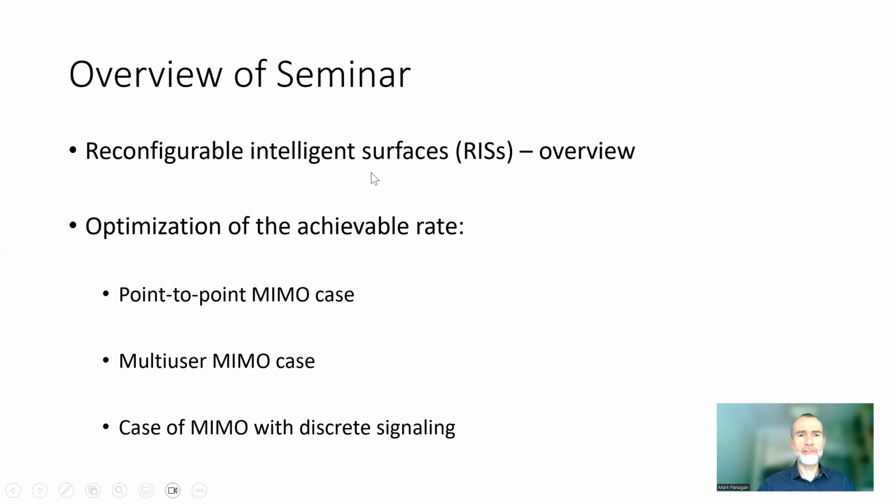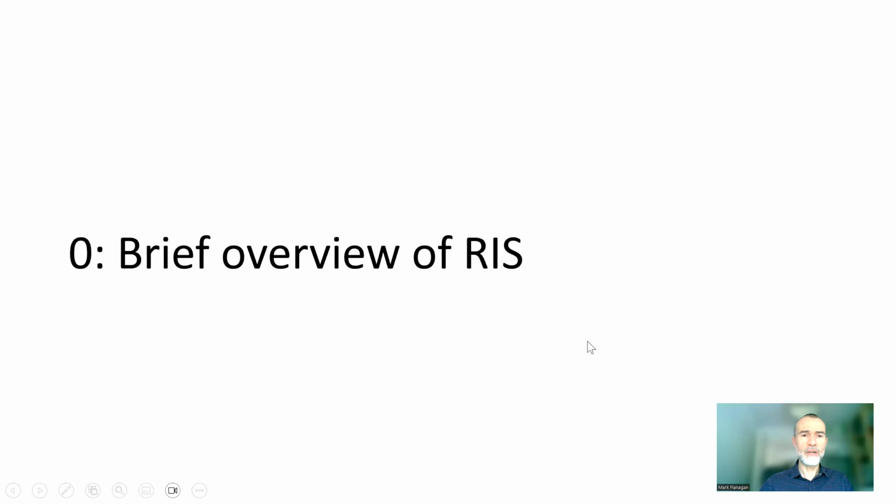So to begin, I'd just like to give an overview of this seminar. I'm going to start by giving an overview of the technology of reconfigurable intelligent surfaces and what we can do with this technology. And then I'm going to move into the more technical part, which is on the optimization of the achievable rate. I'm going to cover three cases: the point-to-point MIMO case, the case of multi-user MIMO, and the case of MIMO discrete signaling.